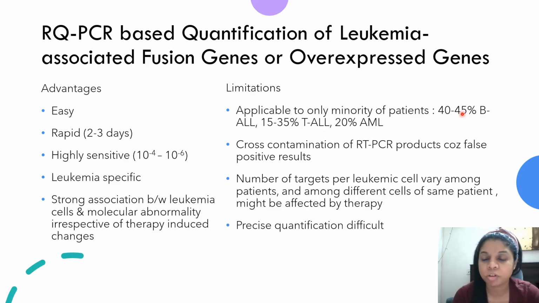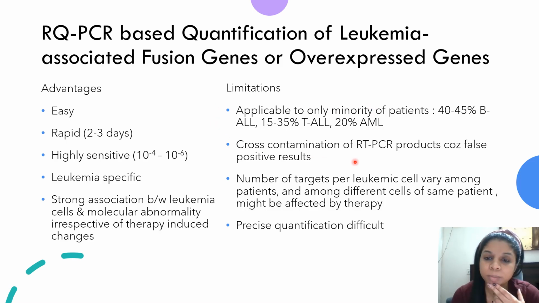So if you are seeing only B-ALL, 40 to 45 percentage of leukemia might be showing the transcripts, and T-ALL maybe 15 to 35 percentage, and in AML maybe only 20 percentage of AML will show these fusion transcripts which we know about and which can be identified.